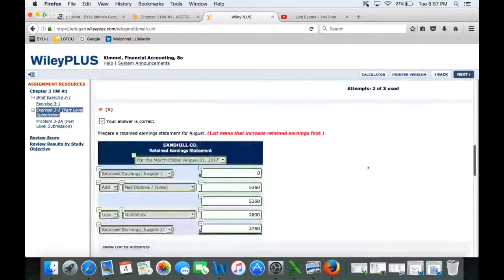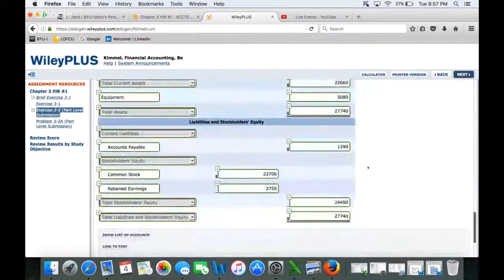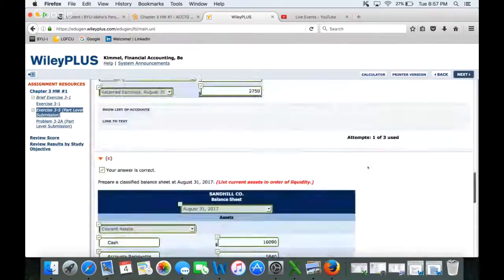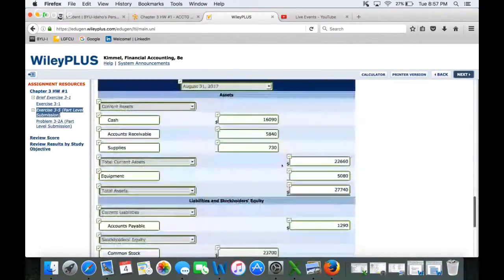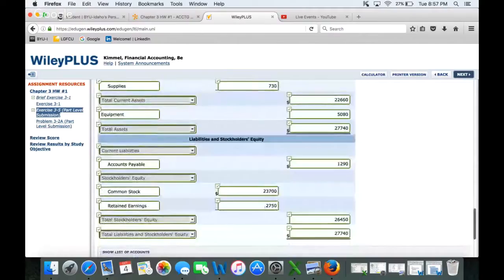And the retained earnings is here. So you can actually just go back to the retained earnings that you had up above for that second part of the problem that you completed. It's 2,750. So you transfer that down there. And so your total stockholders' equity will be adding the common stock 23,700 to the retained earnings, which is 2,750, to give you a total of 26,450.